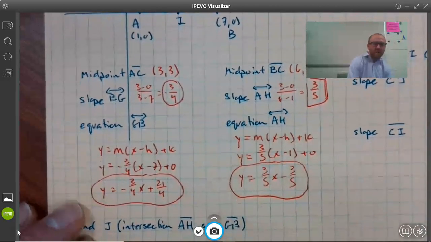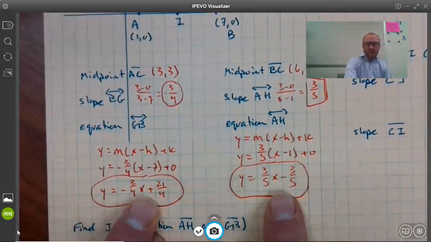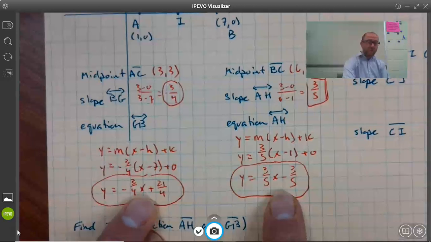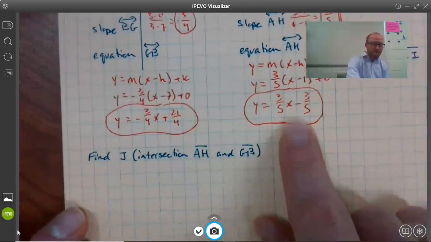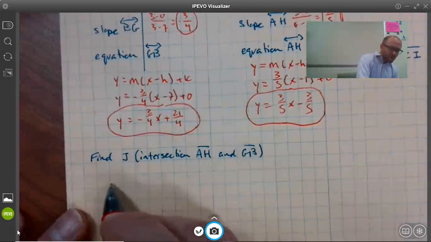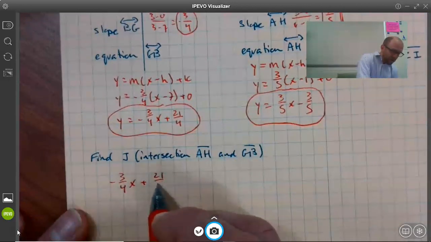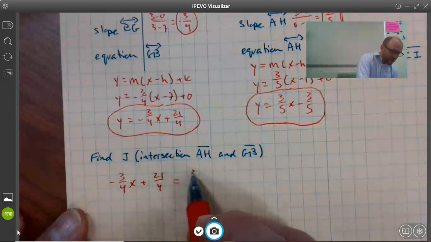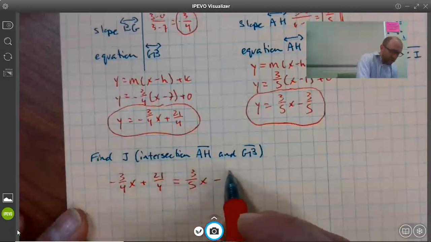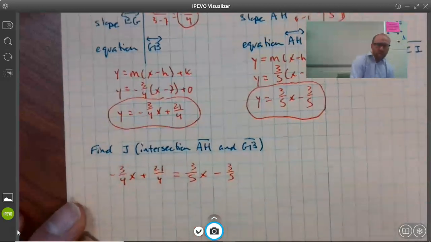So now we need to find the point of intersection. We just take the two y parts of the equation and set them equal to each other. We solve for x to find our x coordinate. So I have negative 3/4 x plus 21 over 4 equals 3/5 x minus 3/5.